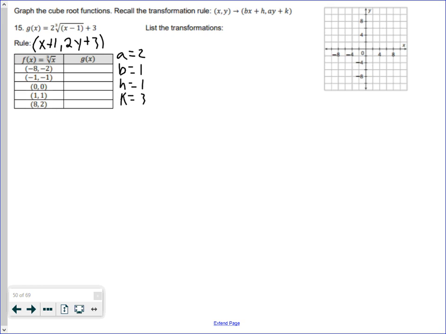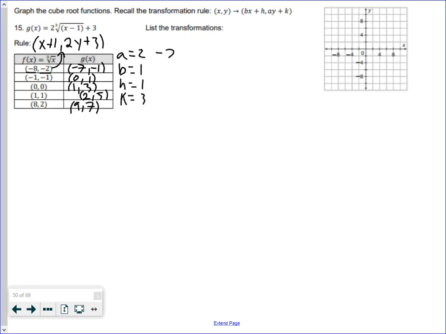And now we're going to transform each of these points by plugging the x and y values into the transformation rule. When we do, you'll get (-7, -1), (0, 1), (1, 3), (2, 5), and (9, 7). So that's how you figure out the transformed points. All you really do is figure out your transformation rule. That's the most important part. Then plug all your parent function points into that rule to figure out your transformed points.